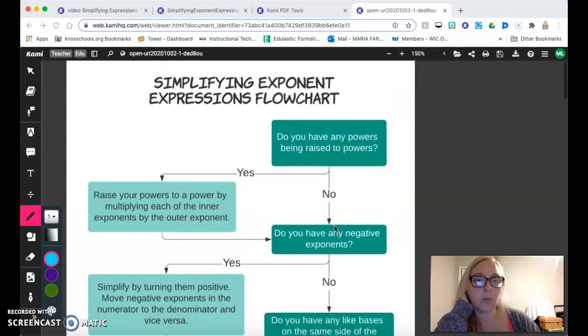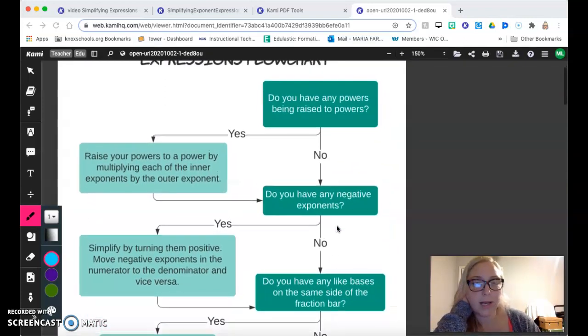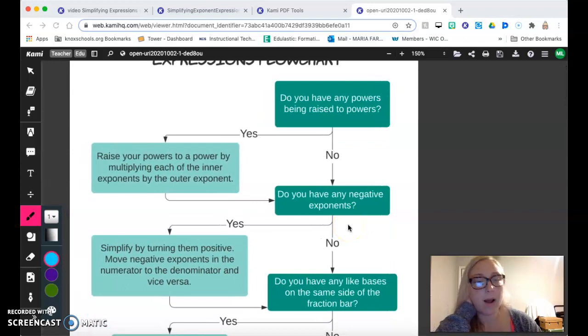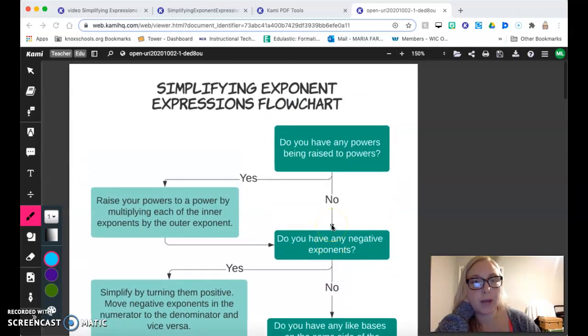I am going to add just one thing in, which is that we're always going to take care of any zero exponents first. Okay, so just remember that. That's not in your flow chart, and it's not going to be in your flow chart, but I'm going to go ahead and write it in mine. We would take care of our zero exponents first.